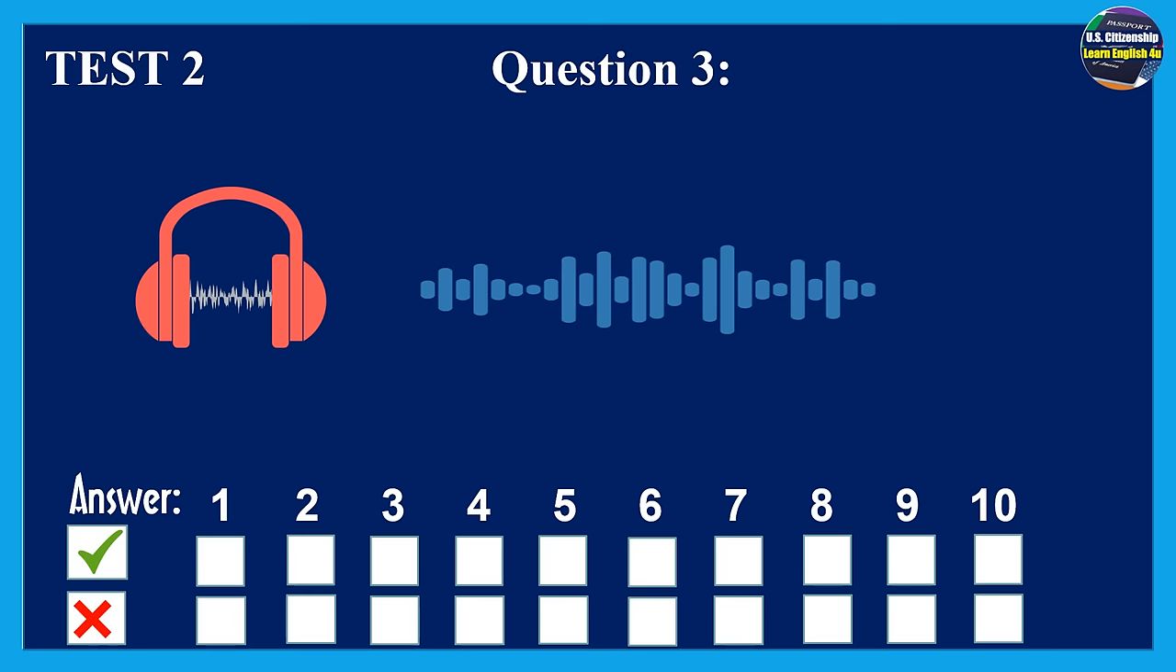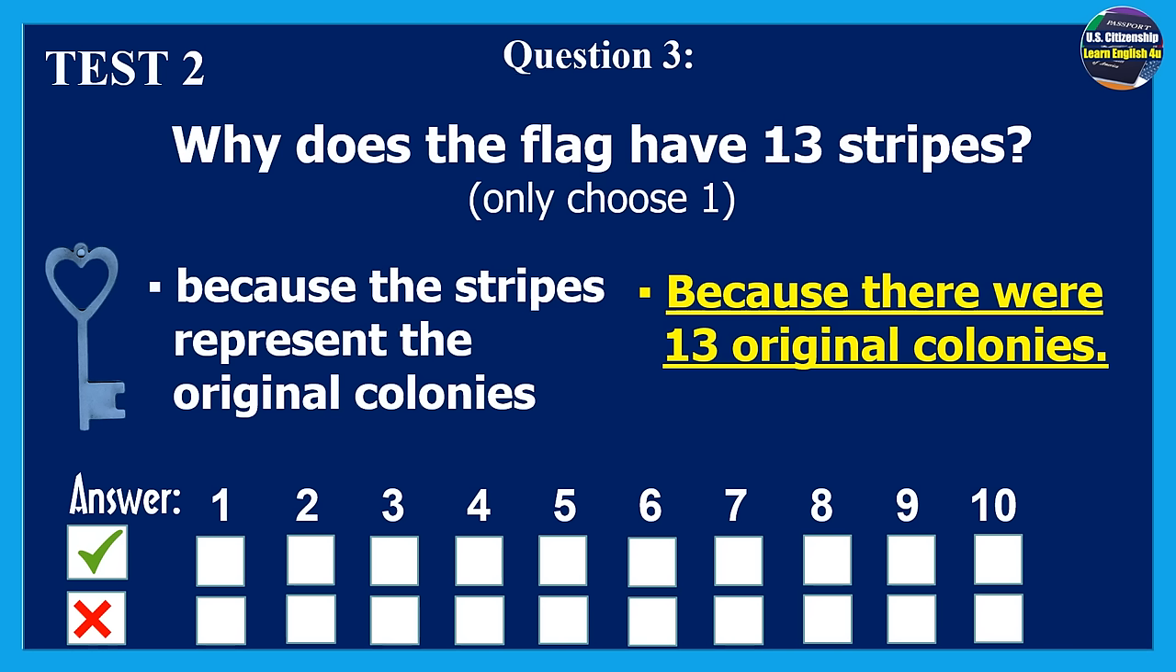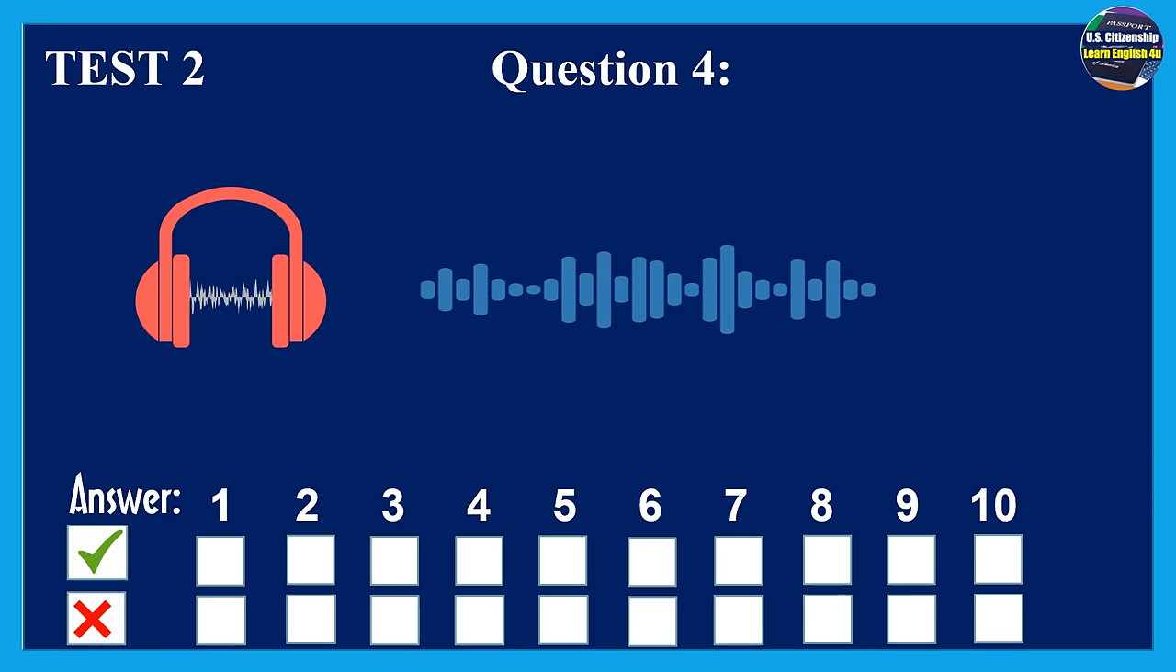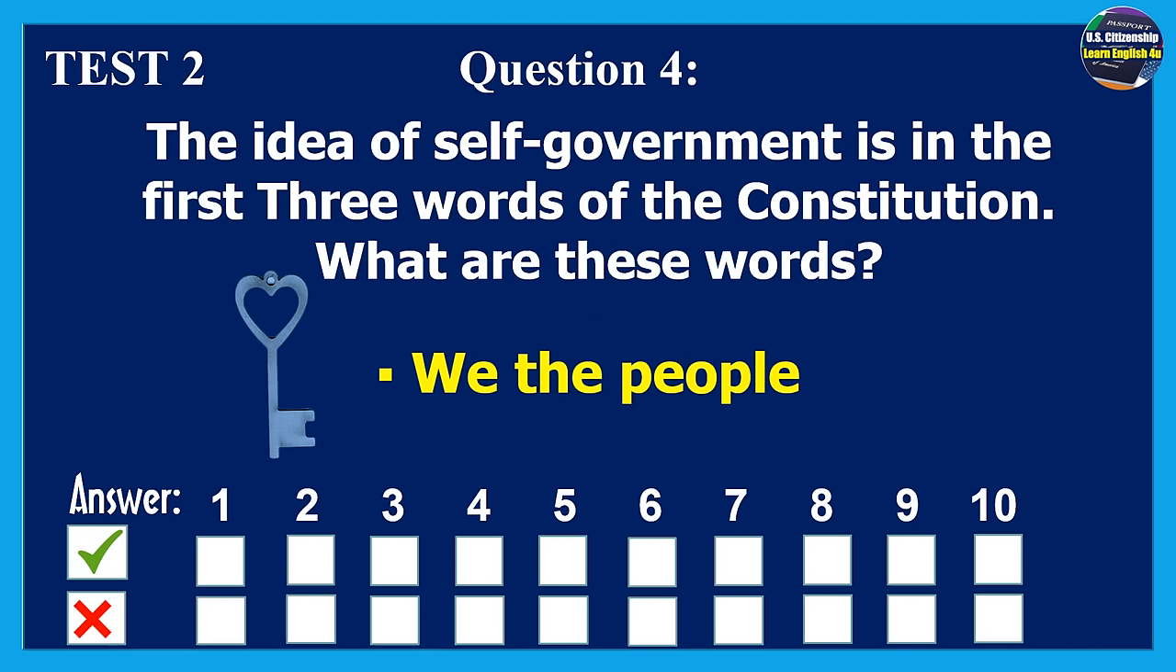Why does the flag have 13 stripes? Because there were 13 original colonies. The idea of self-government is in the first 3 words of the Constitution. What are these words? We the people.